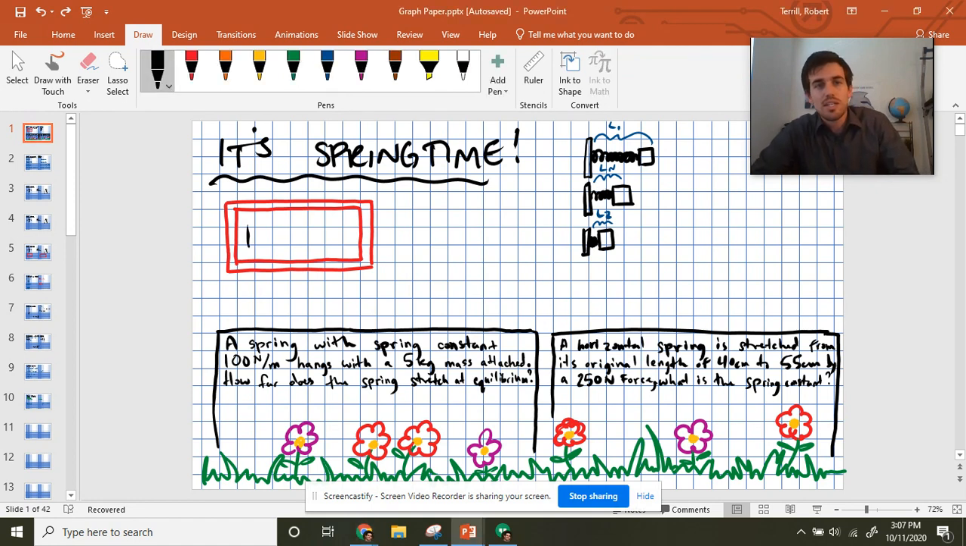So, the first thing we're going to talk about with springtime is Hooke's Law. Hooke's Law says that the force of a spring is going to be equal to k, which is our spring constant, times x. I'll write that over here real quick. F sub S is typically what we use for the spring force, and then k is our spring constant.